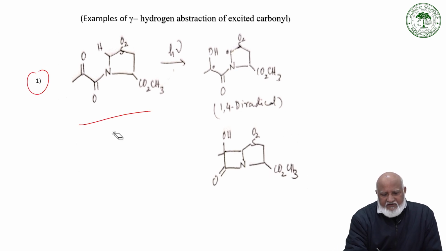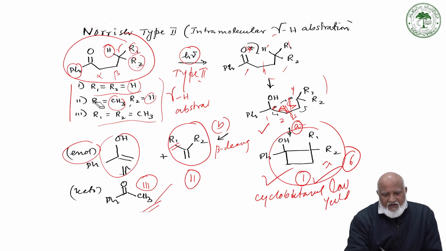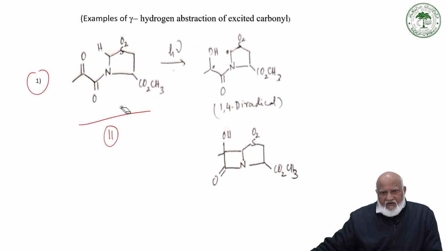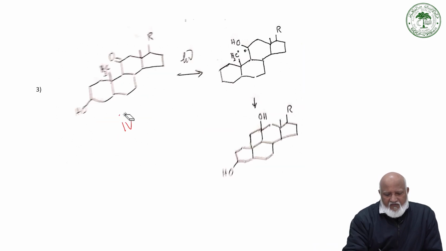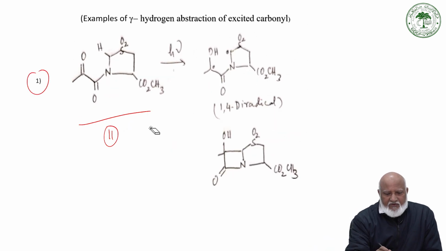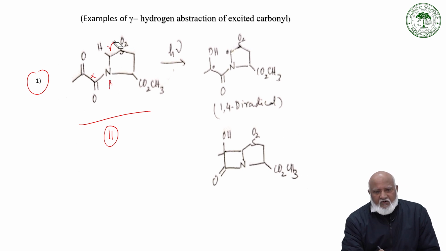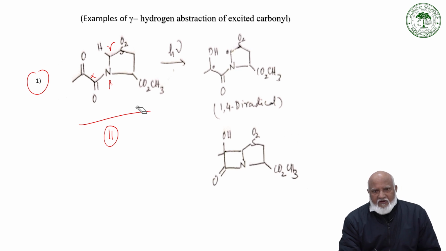This is the first example, where R1, R2, R3 are different. The second example, the third example, and this is the fourth example of type 2 reaction. All these starting compounds contain alpha hydrogen and gamma hydrogen. This is alpha, this is beta, this is gamma hydrogen. Of course, this is a nitrogen, SO2, and this carboxylic acid is part of some important drug moiety.